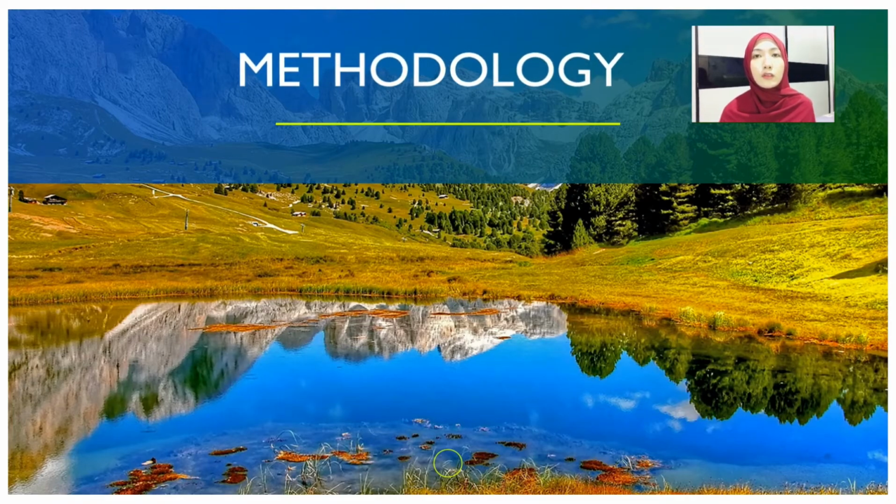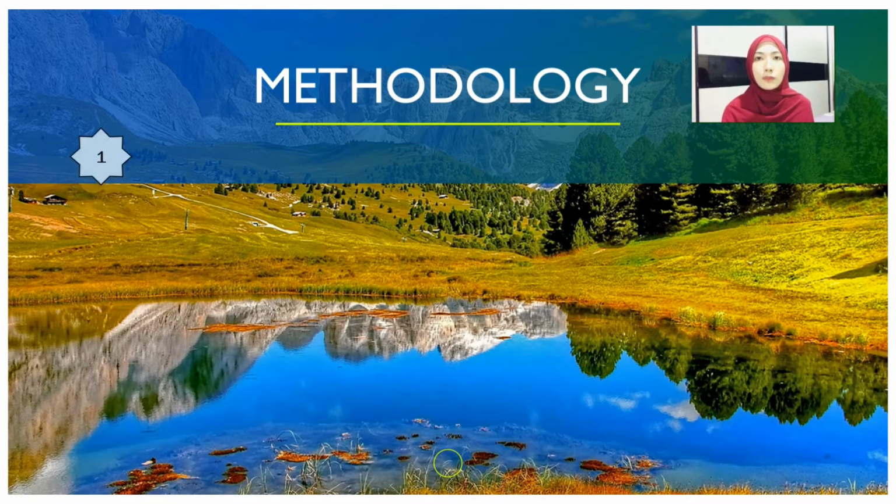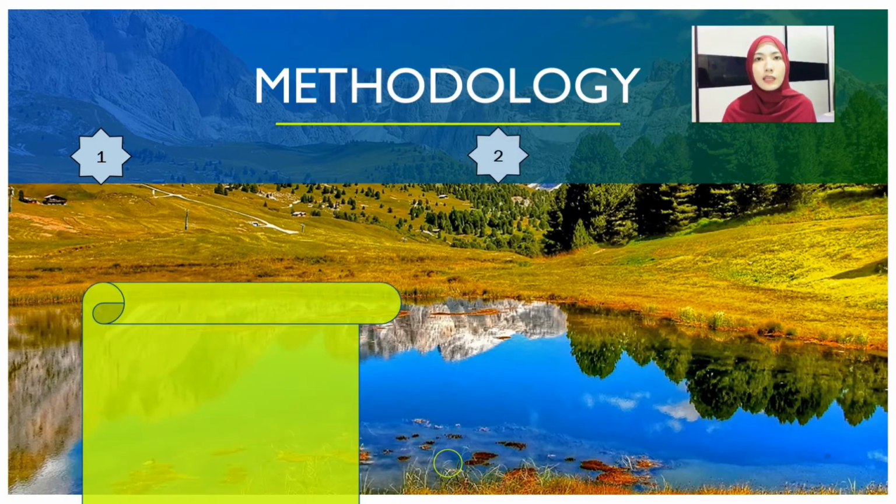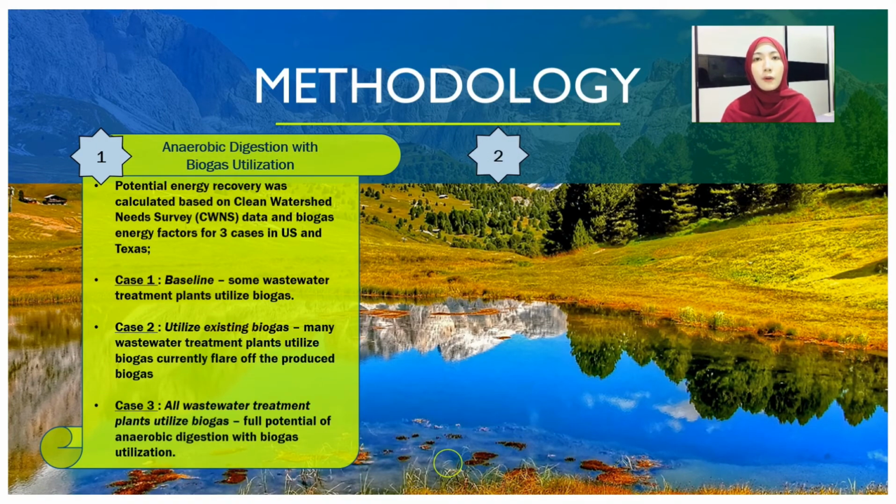So, for the methodology of these case studies, there were two approaches. First, anaerobic digestion with biogas utilization. The potential energy recovery has been calculated for three cases in the US and Texas. These three case studies illustrate the range of energy recovery possible through anaerobic digestion with biogas utilization. Case 1 represents the current operation as the baseline. Case 2 shows the possible energy recovery by utilizing the biogas produced instead of disposing of it by flaring. Case 3 shows the full potential of energy recovery from this approach.